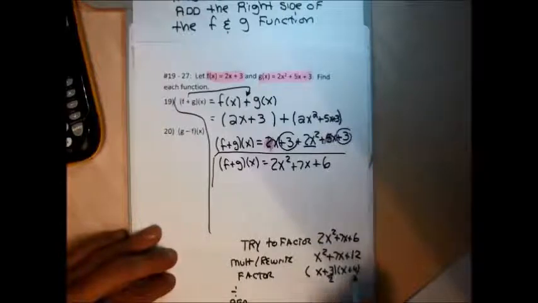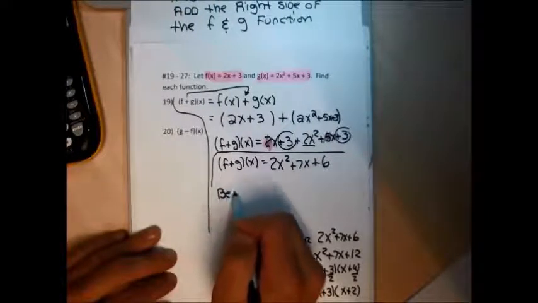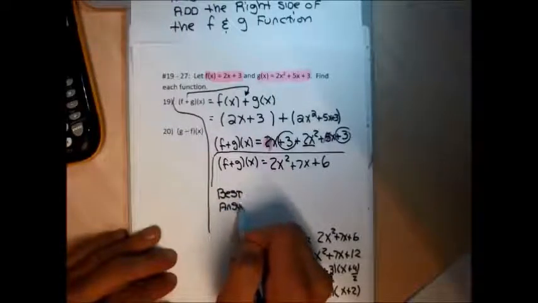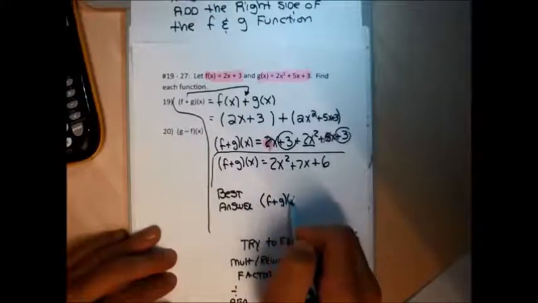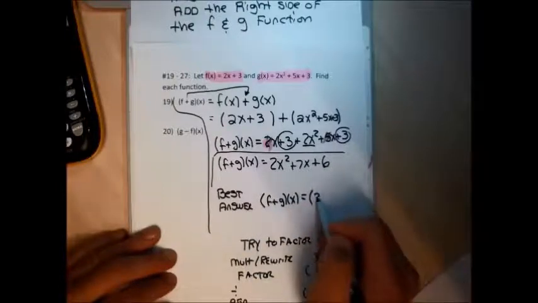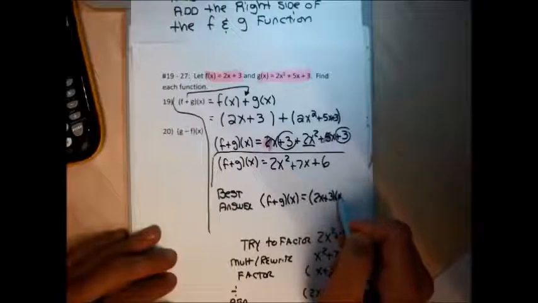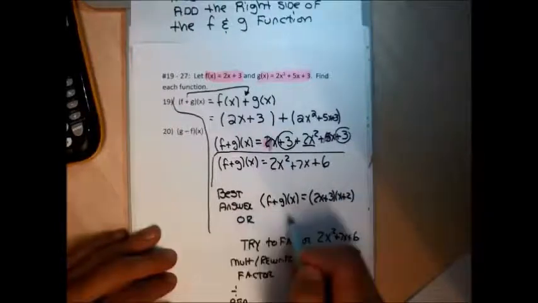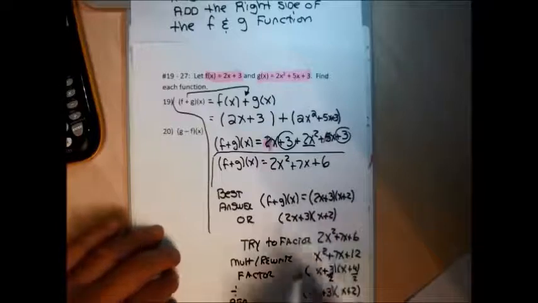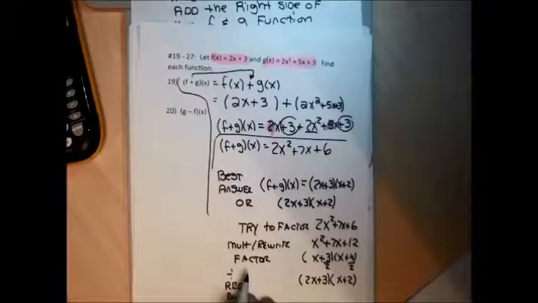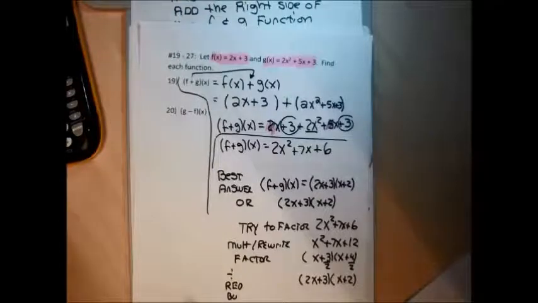Started off multiplying by 2, I'm going to divide by 2. First fraction I'm going to bottoms up and get a 2x plus 3. Second fraction I'm going to reduce and get an x plus 2. The best answer to problem 19 would be f plus g of x, writing the initial question with the answer as 2x plus 3 times x plus 2. It absolutely would be okay if you just wrote 2x plus 3 times x plus 2 and didn't write the function notation. If this was a test question and you didn't catch the factoring, I might not take any points off and I might just write it factored down.